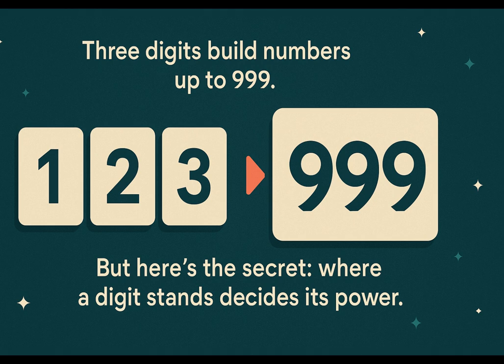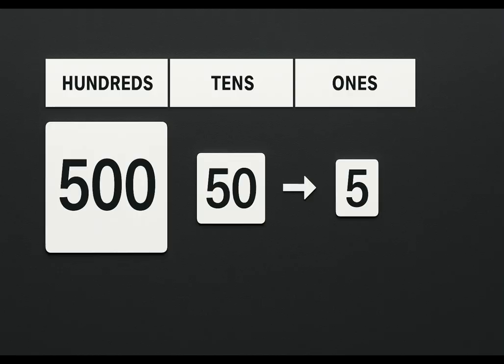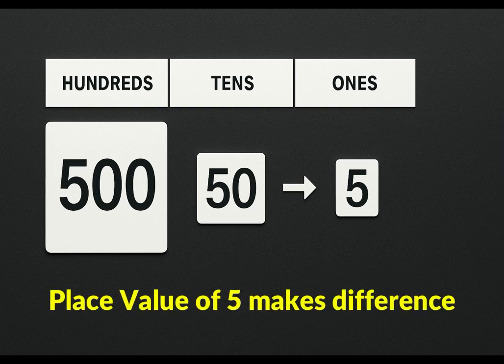But here is a secret: where a digit stands decides its power. This is called place value. The digit's position changes its value, even if the digit itself stays the same.